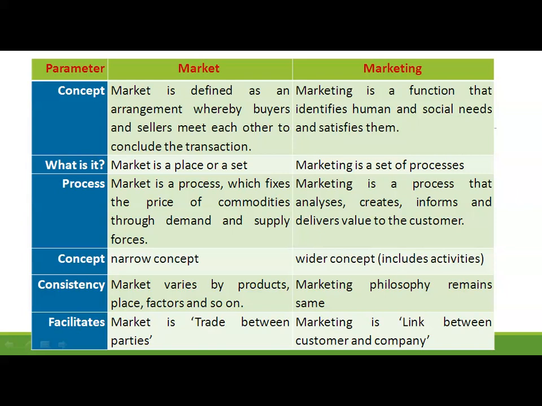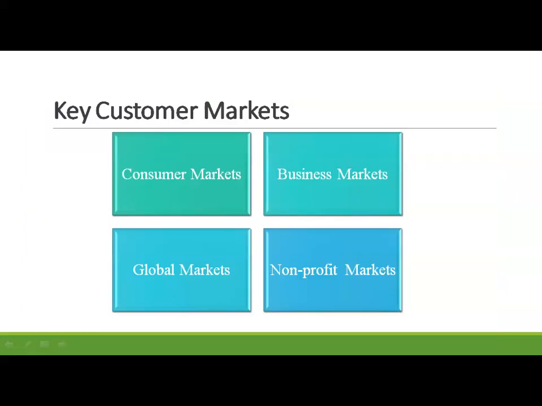Parameter is consistency. Market varies by products, place, factors, and so on. And the marketing philosophy throughout the world remains the same or constant. Market is a trade between two parties, and marketing is the link between customer and the company. So this is about the difference between market and marketing.